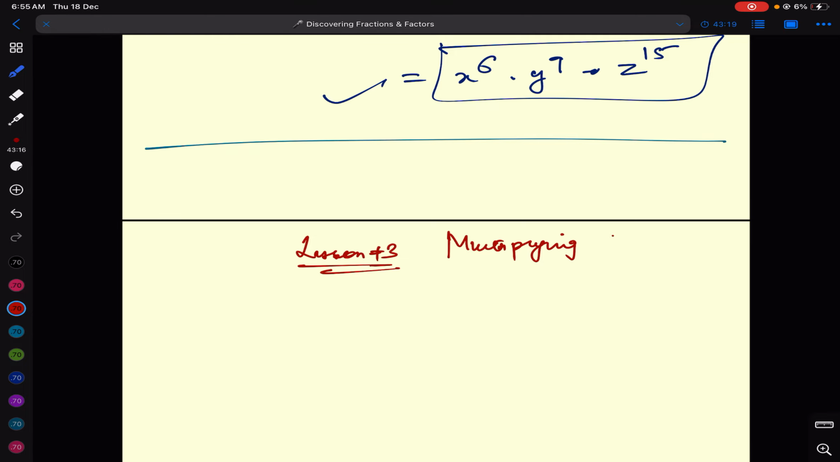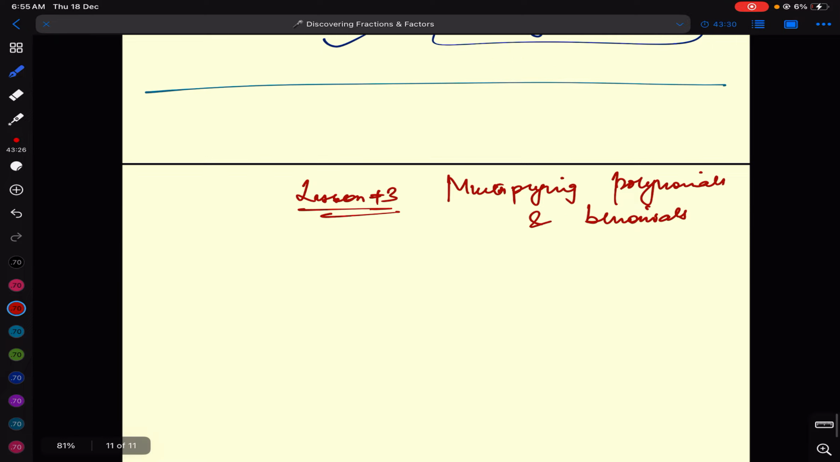multiplying polynomials and binomials. Now when it comes to multiplication of polynomials and binomials, we have already studied them individually, right? What are polynomials, what are binomials? When a polynomial has 2 terms, that is what is known as a binomial, right? Now we'll be studying the multiplication of both of them in this case.